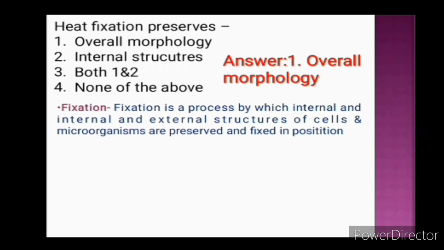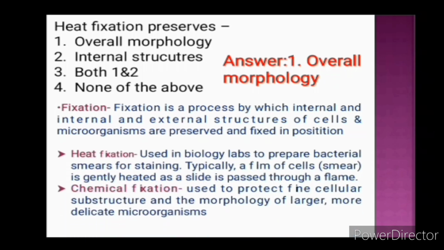Now what is fixation? Fixation is the process by which internal and external structures of the cells and microorganisms are preserved and fixed in position. This fixation is of two types. One is heat fixation and another one is chemical fixation. Now this heat fixation preserves overall morphology.